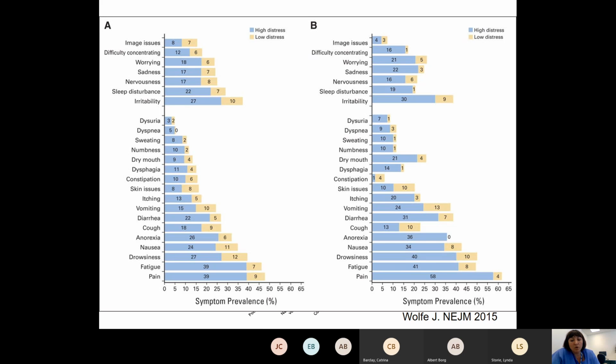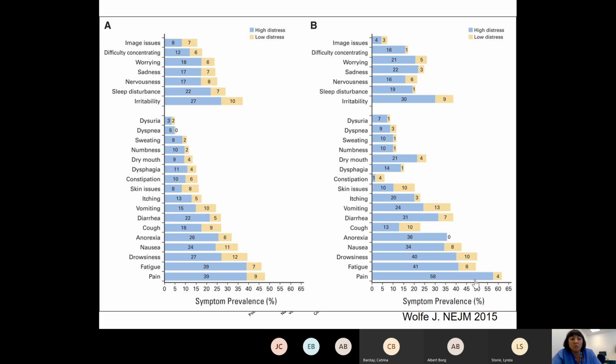And this is from the same group in the same paper 15 years later. And if we see here, pain was the most commonly reported symptom, and in blue is the high distress associated with that symptom. Here on the left is the last 3 months of life, and here on the right is the last 4 weeks of life. So pain and the attributed amount of distress with that remains a significant problem.